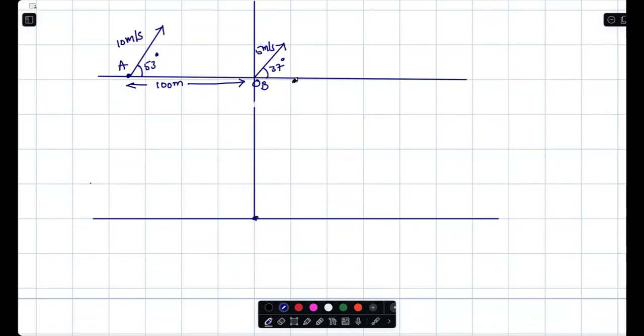Now, what is the component of B in the x direction? 5 cos 37. 5 cos 37 is nothing but 4. And 5 sin 37 is nothing but 3. These are the component of velocities of B. This is of B. What about A? A component is 53. 10 cos 53. 6 meters per second.